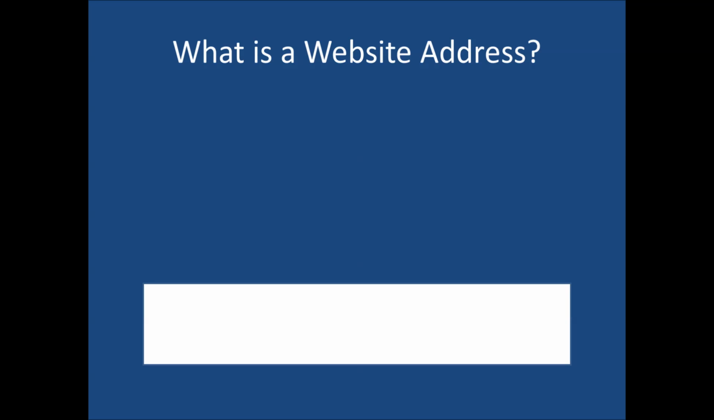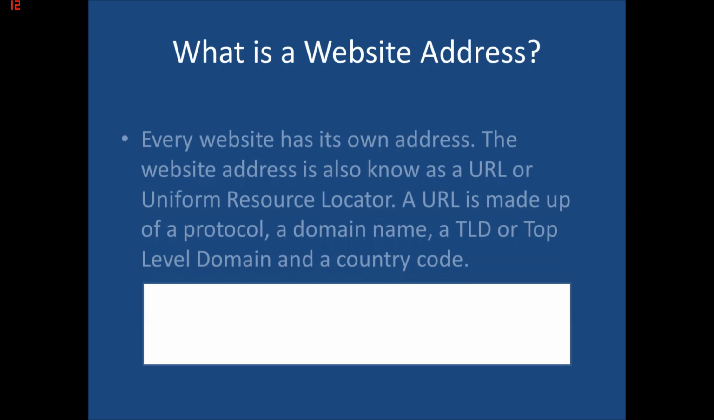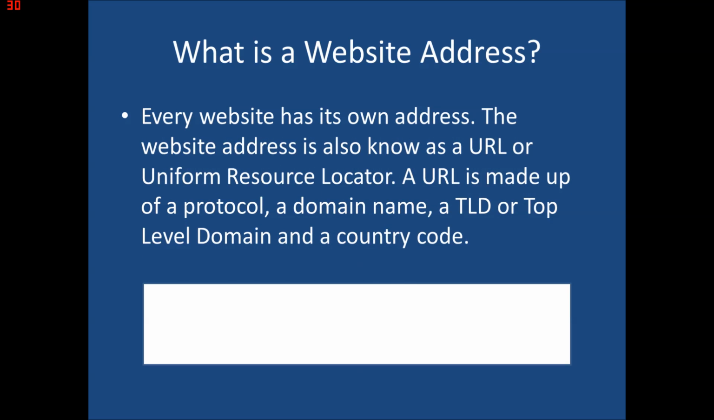Now we all see in the address bar at the top it says HTTP or HTTPS, www.google.co.uk or whatever. That's a website address, but there's specific things with it that we need to know. So every website has its own address. It's also known as URL, which is a uniform resource locator. You should learn that. If you keep using it, it'll just come naturally. And when you see URL, you'll think uniform resource locator.